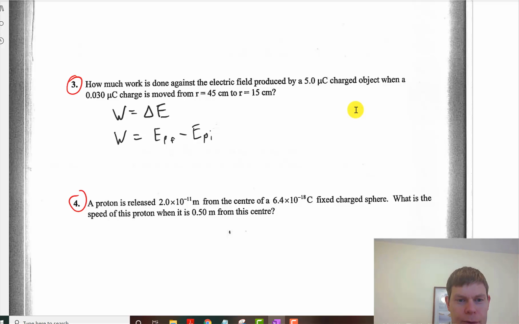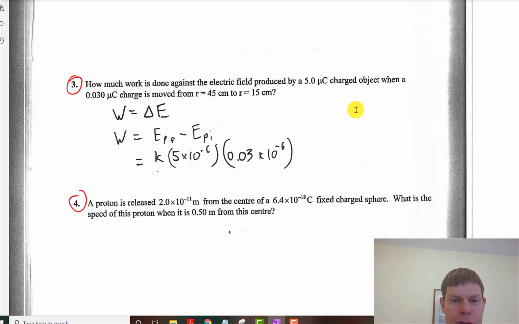So we will go and do our K. I'll just write it as K for this one. 9 times 10 to the 9. Charge of the first object, 5 times 10 to the -6, times the charge of the other object, 0.03 times 10 to the -6, all over their final distance, which it has to be in meters as well, so 0.15, and then we will subtract the exact same thing.